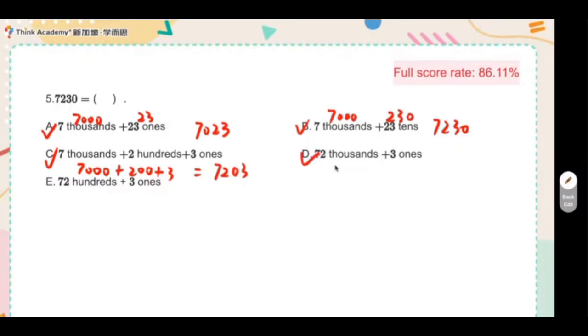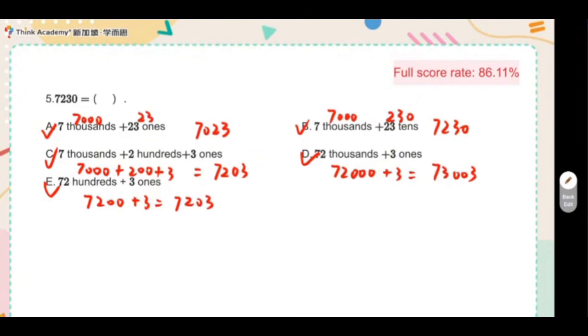Option D. 72,000 and 3 ones. Oh my god, this number is too big, right? So we can see this is already a 5-digit number. And then option E, what is this? 72 hundreds and 3 ones.